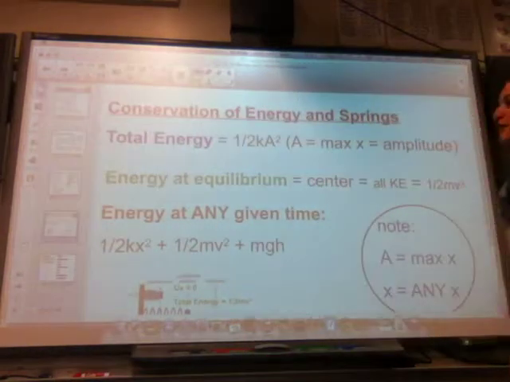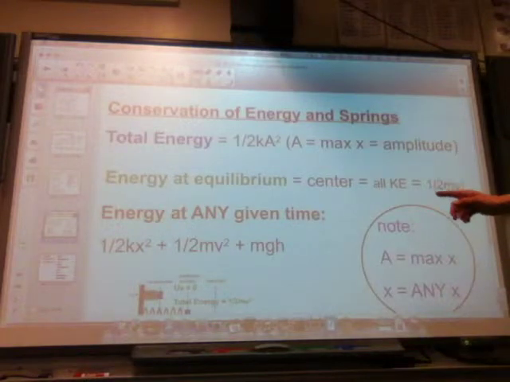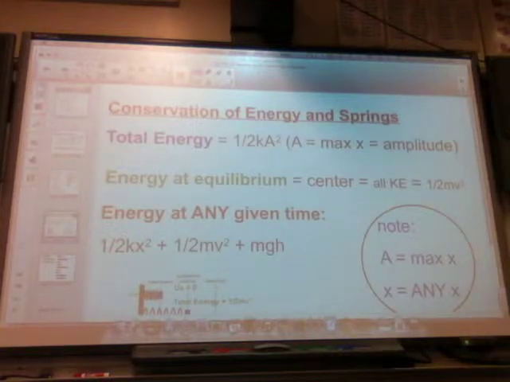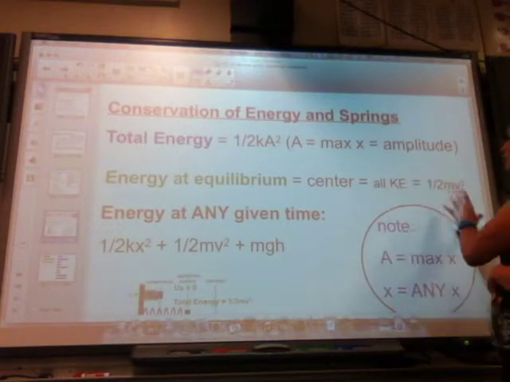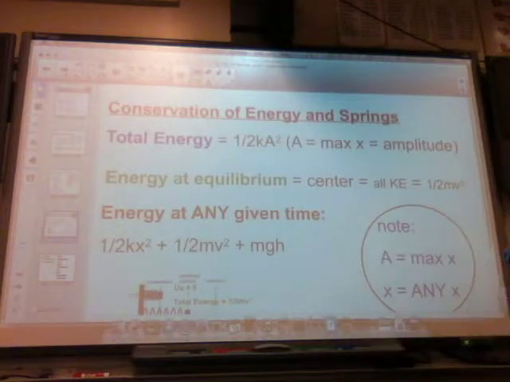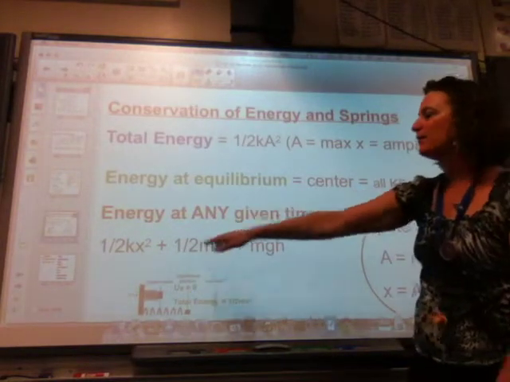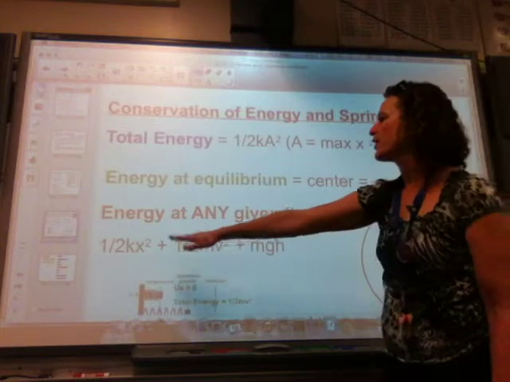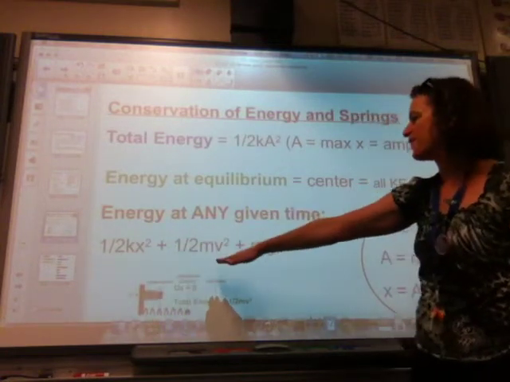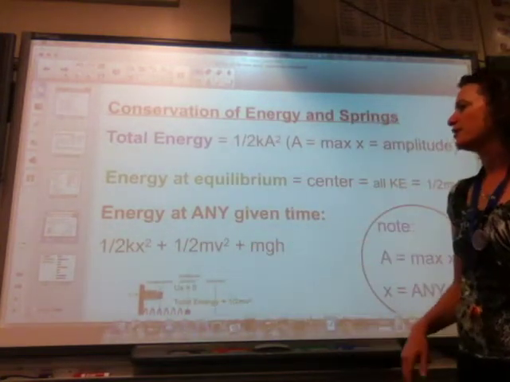Okay, conservation of energy is the next big topic. This is really important, guys, and we only did a little bit of it, so make sure that it makes sense. The total energy is equal to 1/2 Ka squared. Energy at the equilibrium in the center is all kinetic energy, so it's 1/2 mv squared. So at any given time, you can use this equation, right? 1/2 Ka squared equals 1/2 mv squared plus mgh.